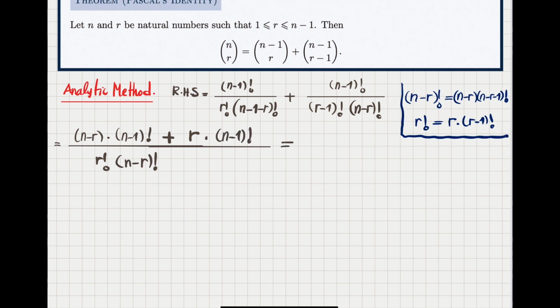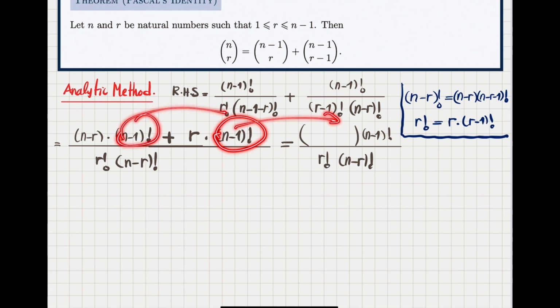Okay, but now what can I do in the numerator? You see I have this factor here and here, so it is in common. So if you don't mind, let me pull it out from the right hand side. I open a pair of brackets, I'm pulling n minus 1 factorial out. The denominator is of course the same, I copy and paste that. But in the numerator, when I pulled this one out, n minus r and r are left.